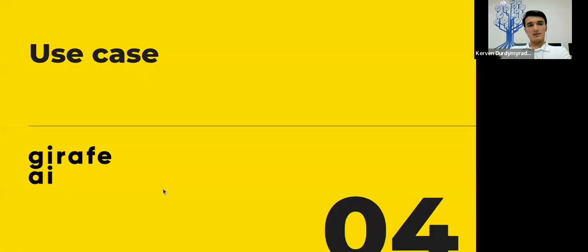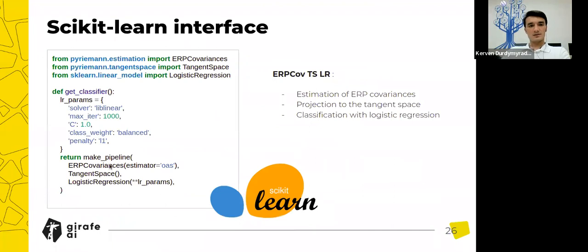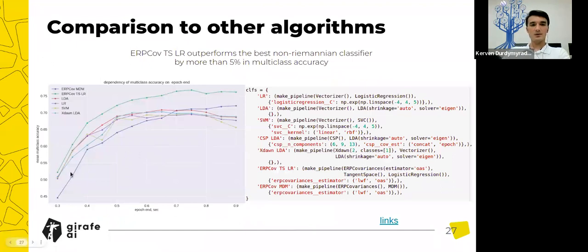And the final part, this is our pipeline. For example, in this plot, you can see that for each method, the green one, the best one, is ERP covariance. First, for the covariance, we use ERP covariance, then TS means tangent space, then logistic regression. Each of these methods is explained in the right picture: LR, LDA, SVM, all of them.